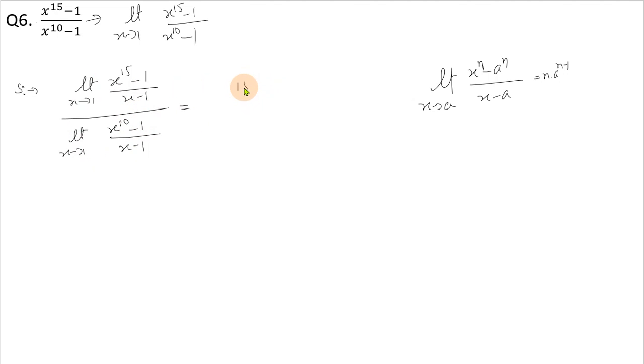So according to this formula, we get 15 into 1 power 14 upon 10 into 1 power 9, that is 15 by 10, and this is 3 by 2. So the same way we have to apply the formula by reducing the required factor into standard form. Whatever factor is necessary, we can divide it by it.